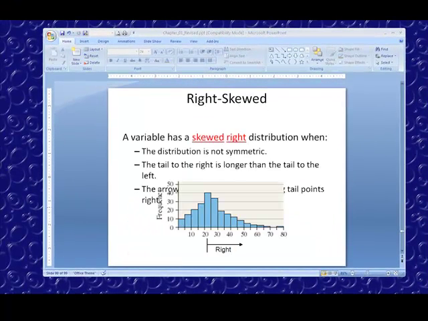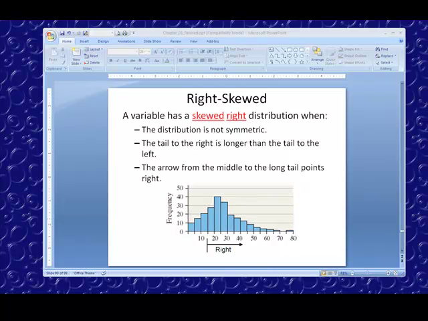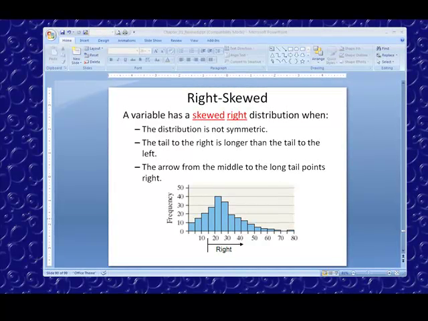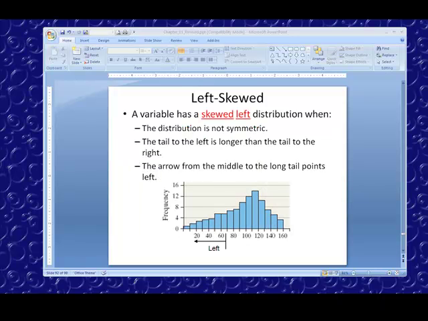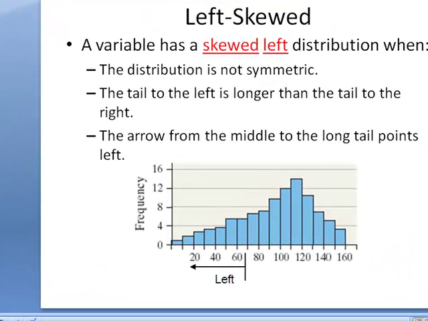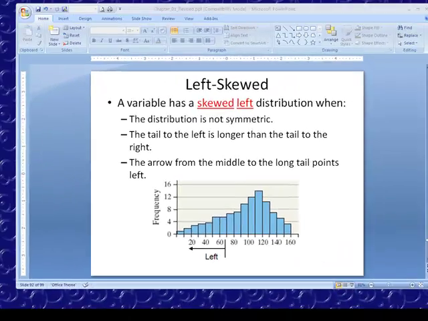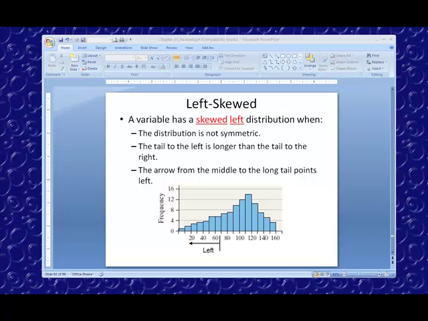Now we're going to take a look at data that's skewed. The data that you're looking at right now is skewed right. Another way to say that is that the data tapers off to the right. Therefore, we call it skewed right. Let's take a look at a distribution that's skewed left. As you can see, the data tapers off to the left. Therefore, we call it skewed left.